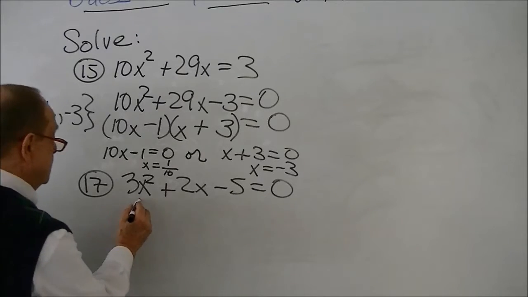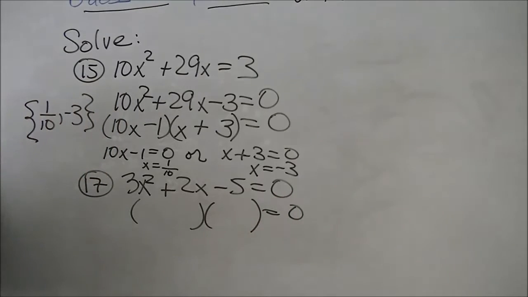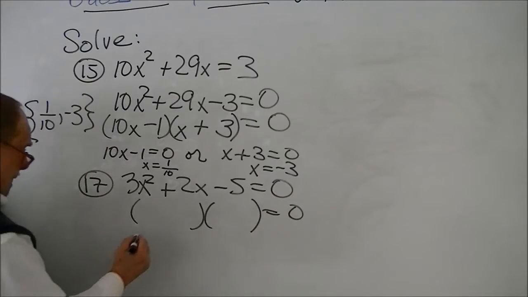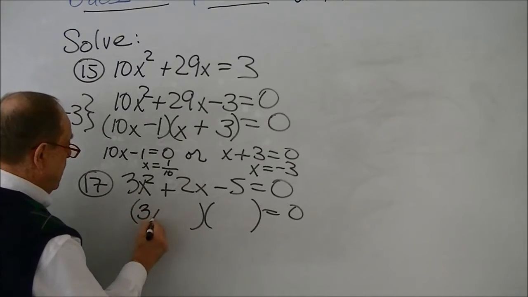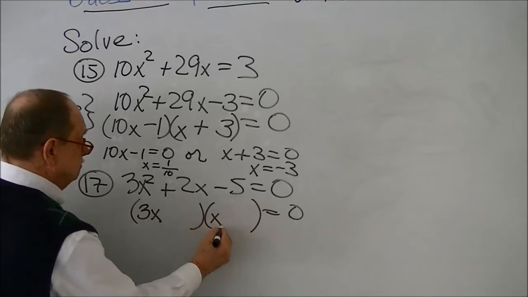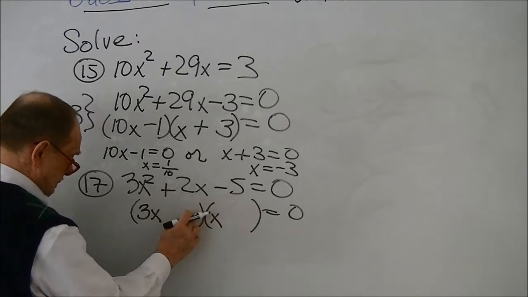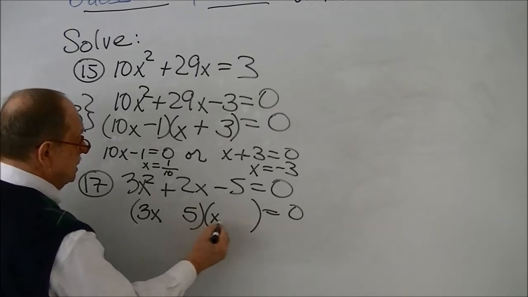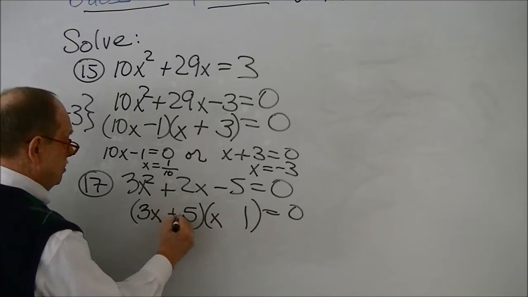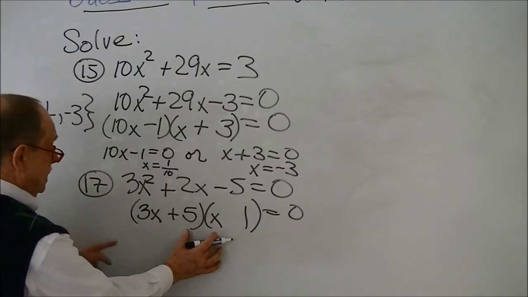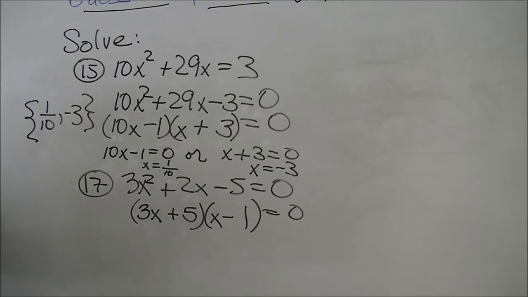All right, let's do this one. This one already is in standard form. And it looks like a 3x here. Now I'm looking for a difference of 2. So this is where the 5 goes here, and the 1 goes there. And I need a positive 5x and a negative 3x to give me my middle term.